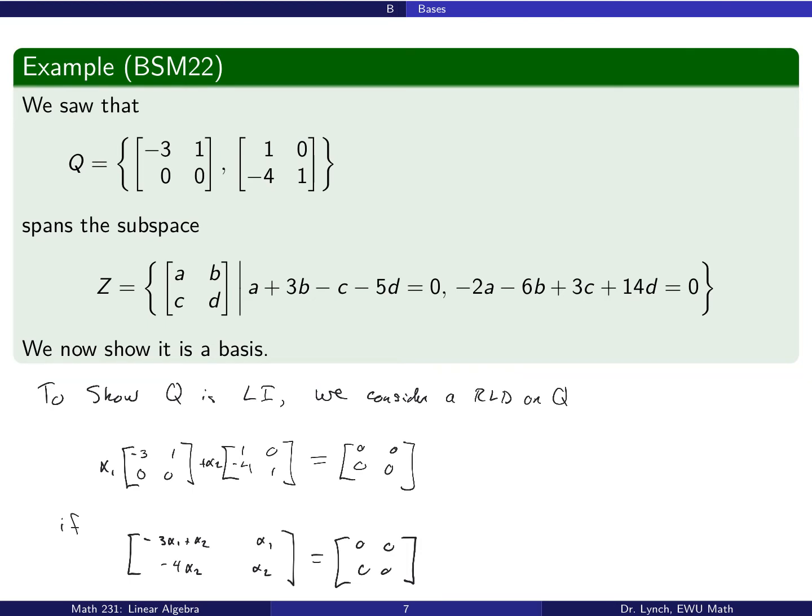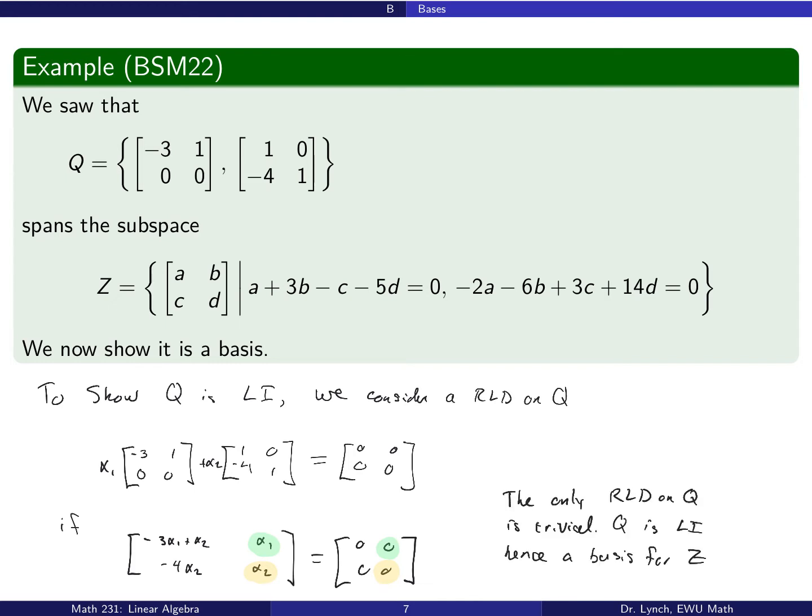Alpha 1 times the first vector plus alpha 2 times the second vector is equal to 0. And we see that's true if this 2 by 2 matrix is equal to the 0 matrix. Well, certainly the only way that this is true is if alpha 1 is 0. And certainly the only way this is true is if alpha 2 is 0. So it must be, therefore, that alpha 1 and alpha 2 are 0. And we see the only relation of linear dependence is trivial.